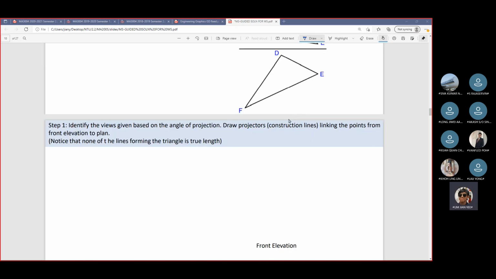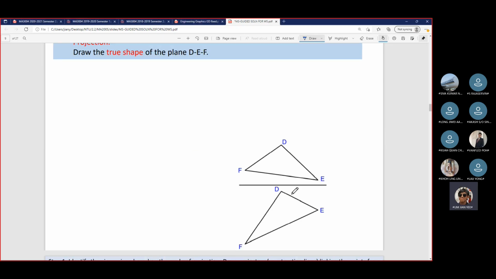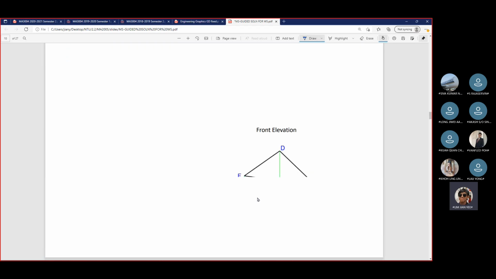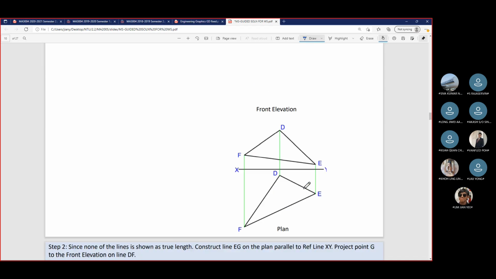Okay, great. Note that none of the lines forming the triangle is true length. See? None of the lines are parallel to the datum. So this is datum x1, y1. So just now, what would be the first step that you do? You make your own datum.